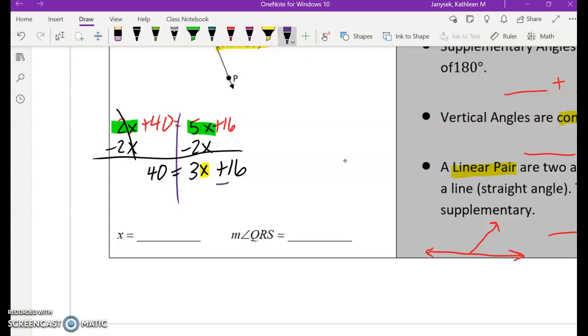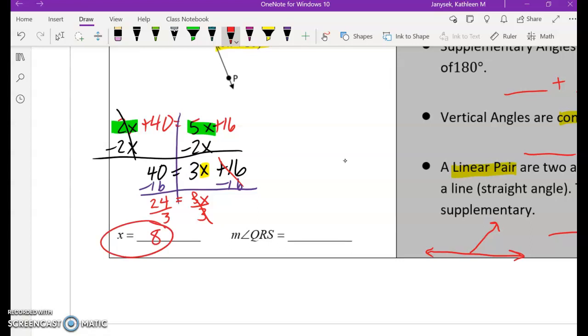So let's start by getting rid of the plus 16 by minusing it. 40 minus 16 is 24, and the last step is to divide by 3. So 24 divided by 3 is 8. We have found out that x is 8. Wonderful.